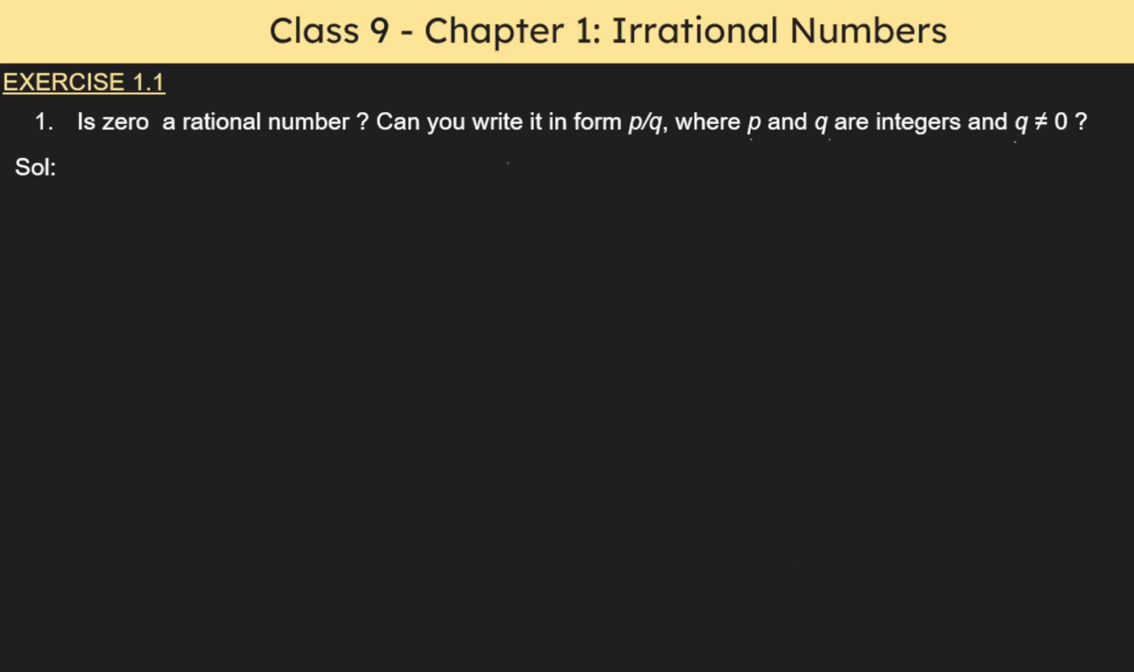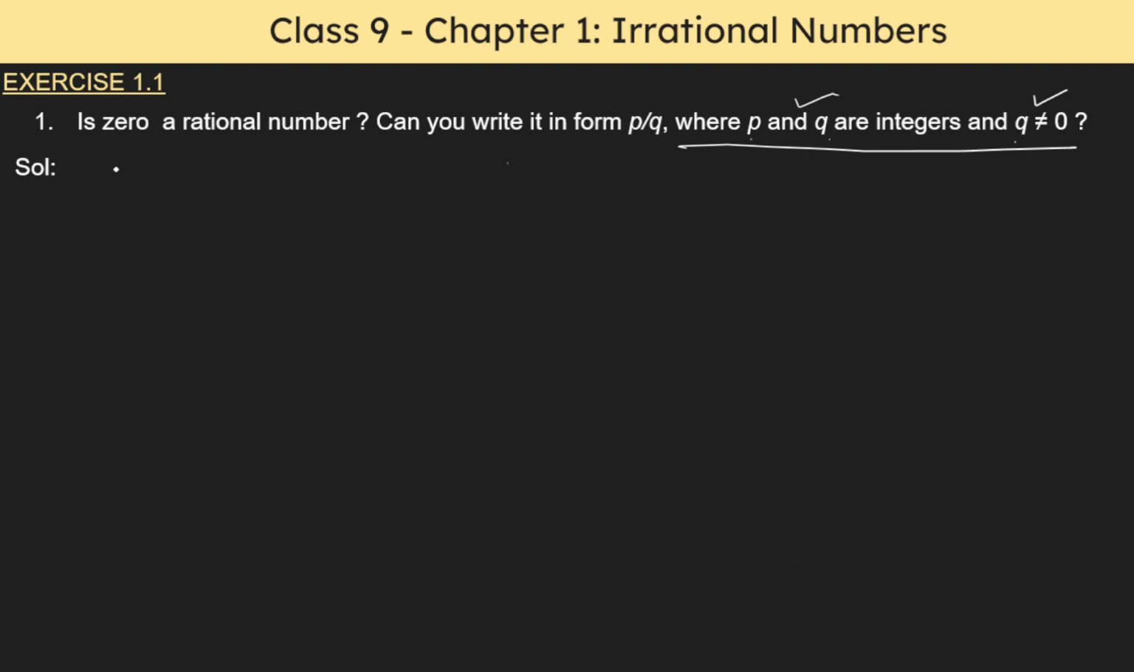I am Honey. In this video, we are going to cover Chapter 1 Irrational Numbers Exercise 1.1. So let's get started. Question number 1 says, is 0 a rational number? And can you write it in form P by Q where P and Q are integers and Q is not equal to 0? So basically, this is the definition for our rational number. It means these two conditions need to get satisfied for a number to be a rational number.